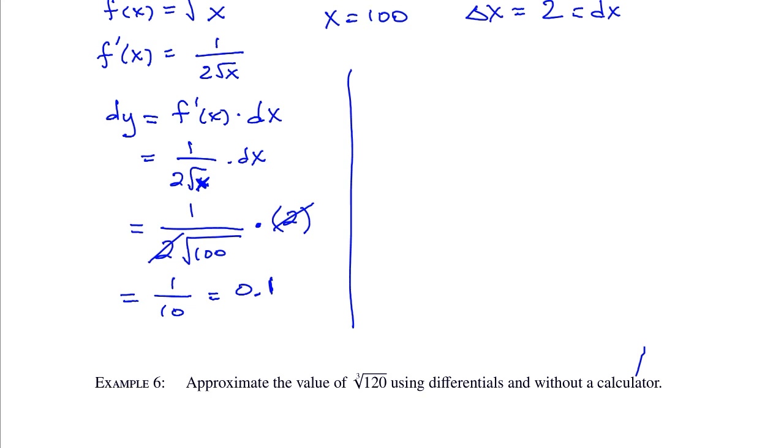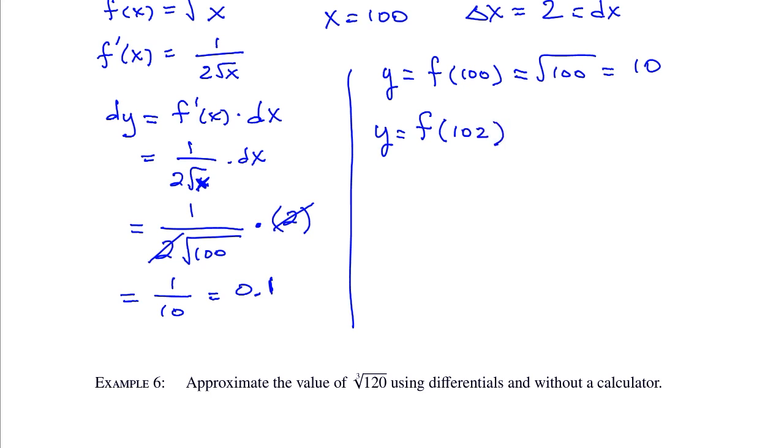So let's do the original function value at the fixed point. So y is equal to f of 100, which is the square root of 100, which is 10. That's sort of our basis on the graph. That's where we're going to start on the y-axis. And then if we want y that is equal to f of 102, that's the square root of 102. That is what we are looking for.